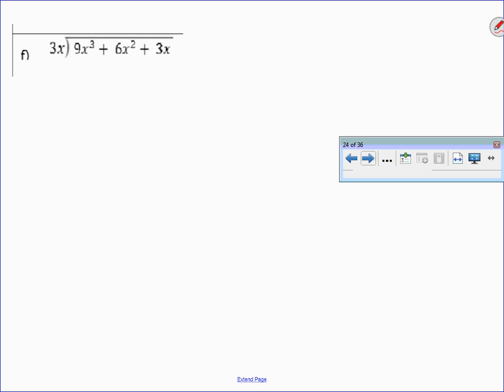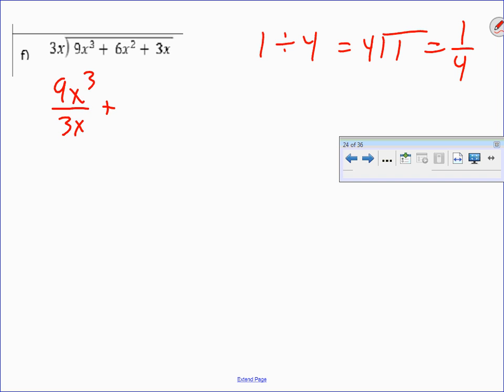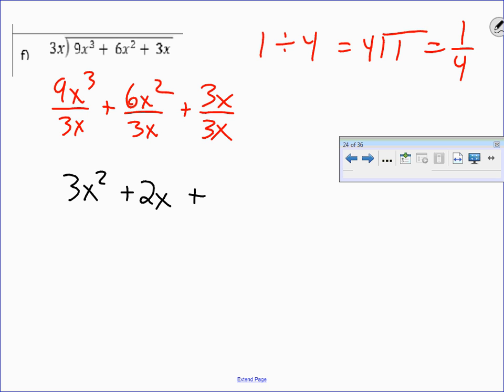F is just the same problem as before. They just wrote it as a division. Remember, 1 divided by 4 is the same as 4 like that, which is the same as that. So we're just going to write this out in pieces again. And we will get 3x squared plus 2x plus 1.